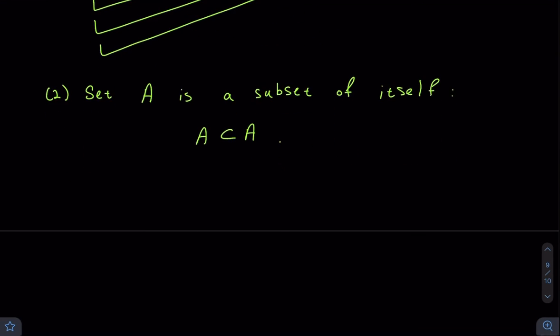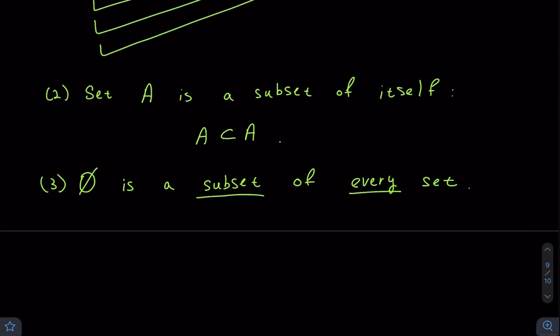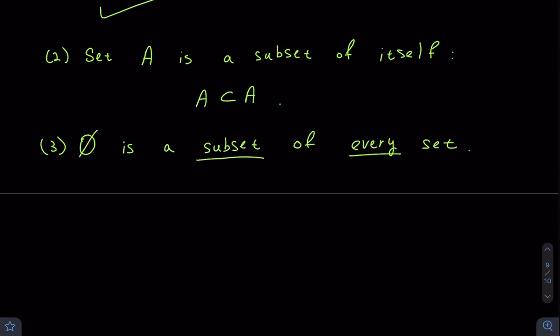And the last fact has to do with the empty set, which was the first special set we talked about in the last video. And the empty set is a subset of every set, which is fascinating. So you could pick any set and you'll know for certain that the empty set is a subset of every set. So why is this true? We can outline a proof here.